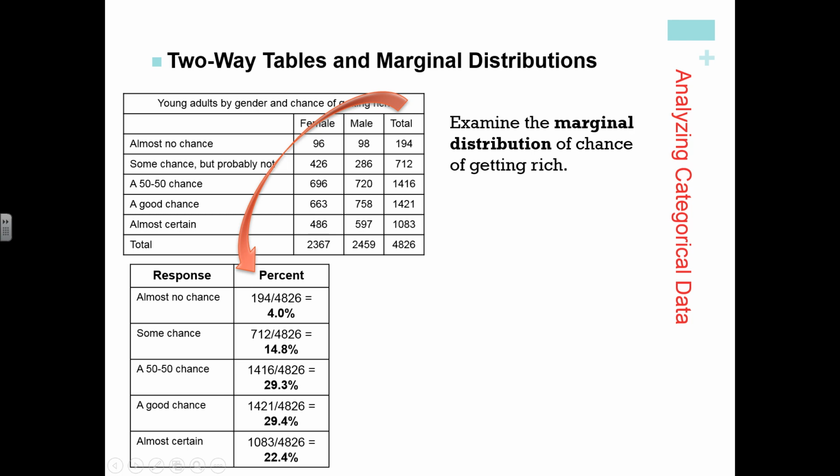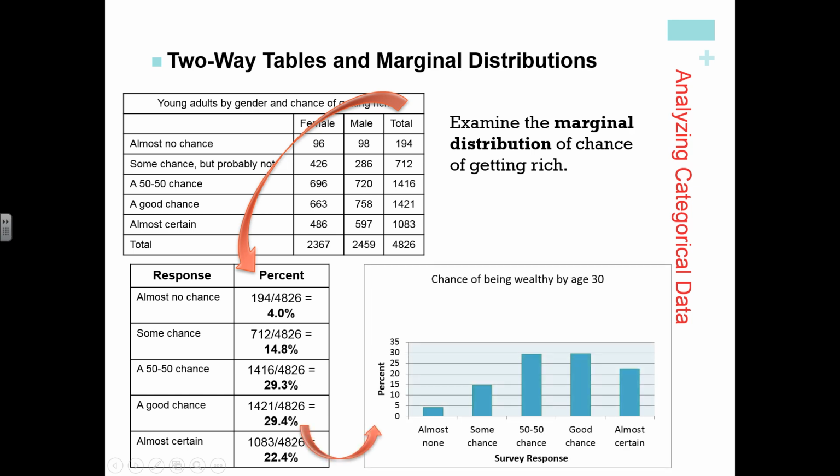And what's nice is we can take our marginal distribution and create a graph, for instance, a bar graph, to look at how the different values of the variables compare. So, for instance, I see that people felt they had a 50-50 chance and a good chance. That was pretty much equal amongst the males and the females being surveyed in this data set.